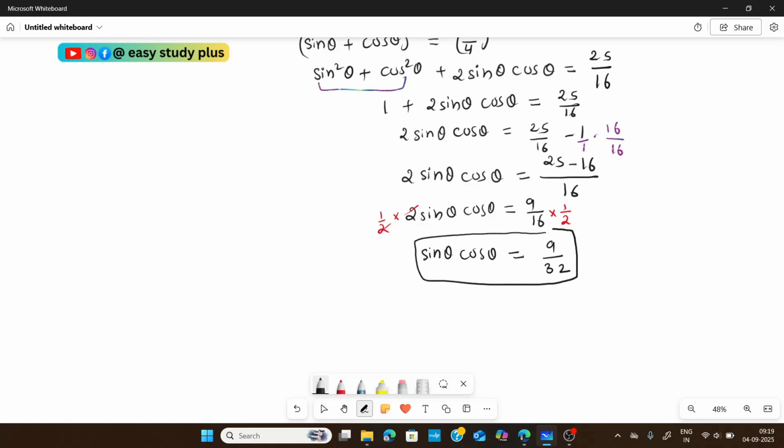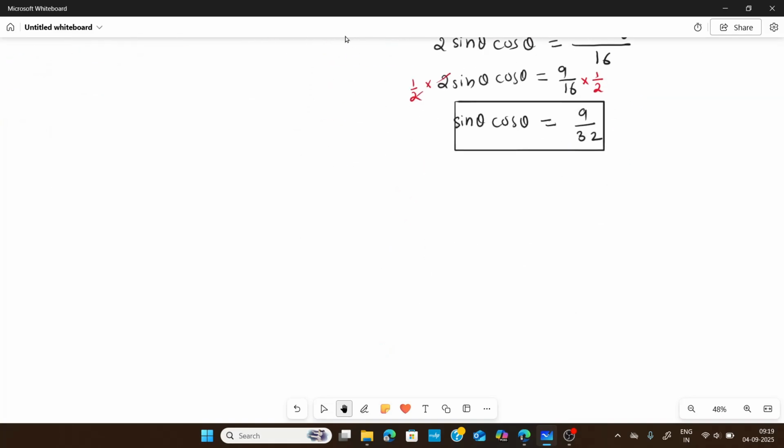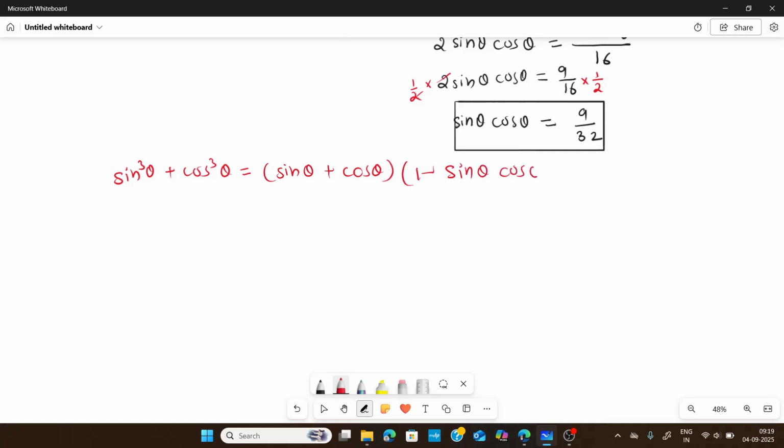We will put this value back into the expression. I will pull back the expression here. What was the expression? Sine cube plus cos cube theta was sine theta plus cos theta times 1 minus sine theta cos theta. This is the formula we created above. Now put this value. Sine theta plus cos theta is already given. It is 5 by 4. 1 minus sine theta into cos theta, we calculated here. It is 9 over 32.